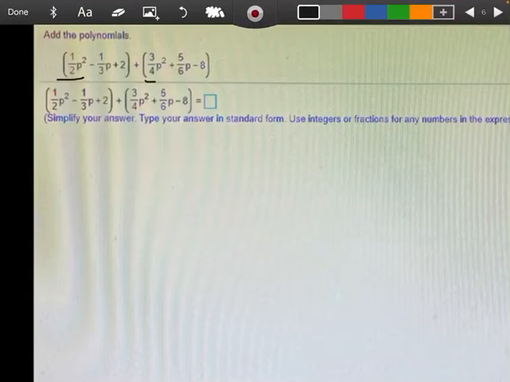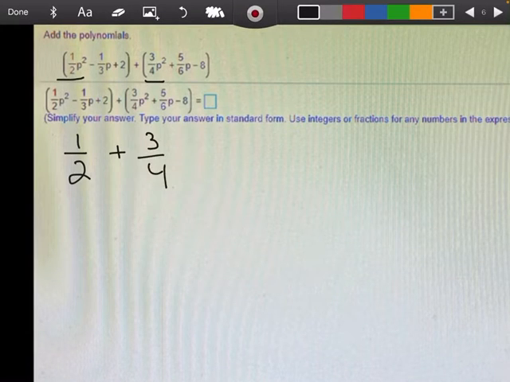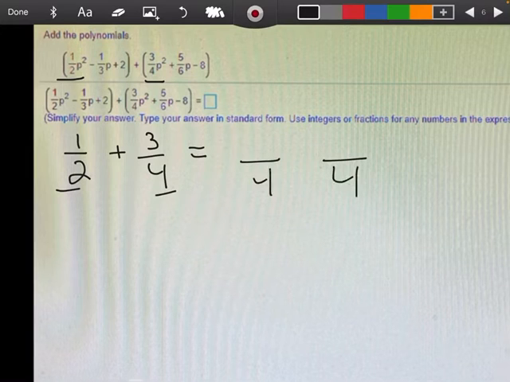So I know that this 1/2 p squared and that 3/4 p squared are like terms because they're both p squareds, okay? So remember what it is we're doing when we're combining like terms. We're really just adding the numbers in front of those variables, right? So the numbers that I'm really going to add are 1/2 and 3/4. In order for me to do this, I need to come up with a common denominator, right? My common denominator between 2 and 4 is going to be 4. So I'm going to put 4s here, okay?